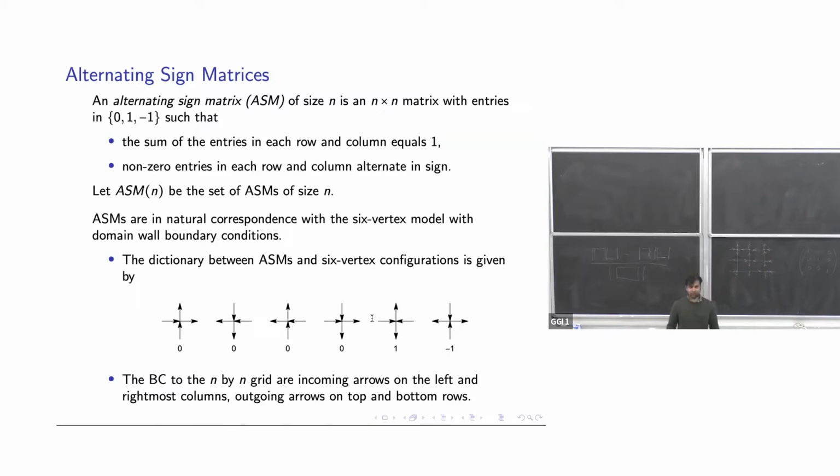So the six-vertex model with domain wall boundary conditions, yeah? Oh, for periodic boundaries, I guess the ASM doesn't really make sense for periodic boundaries, but I guess something similar could be done. I'm not sure. Good question.